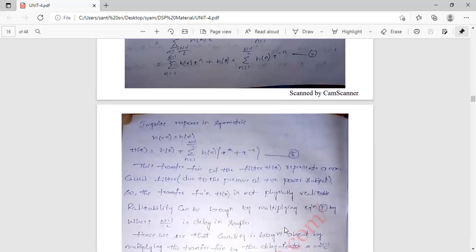This transfer function of the Fourier filter H of z represents a non-causal filter, due to the presence of positive powers of z. So the transfer function H of z is not physically realizable. Realizability can be brought about by multiplying equation 5 by z power minus (N minus 1) by 2, where (N minus 1) by 2 is the delay in samples.